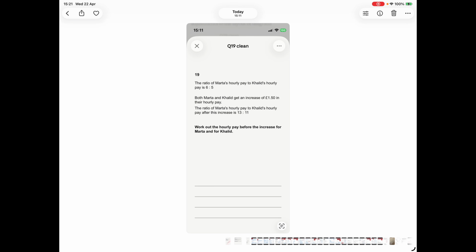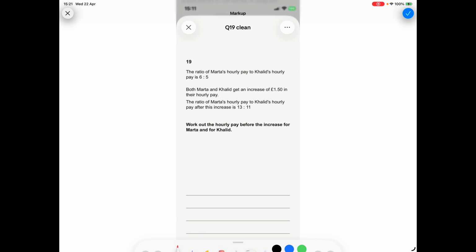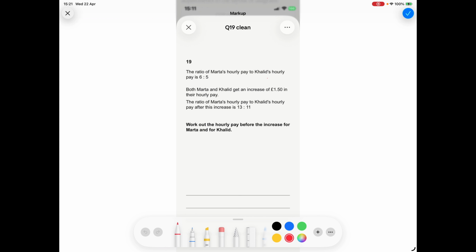The other one we're going to do now is this one. We've got the ratio of Marta's hourly pay to Khalid's hourly pay is 6 to 5. Both Marta and Khalid get an increase of £1.50 in their hourly pay, and the ratio of Marta's hourly pay to Khalid's hourly pay is 13 to 11. I've got to be honest, this has always been my least favourite thing, so I'm just going to show you how to do it. So you say 6x, which is Marta, plus 1.5 equals 13.